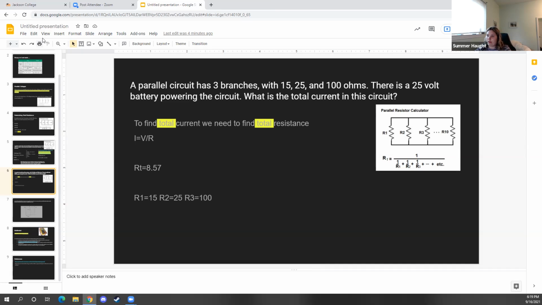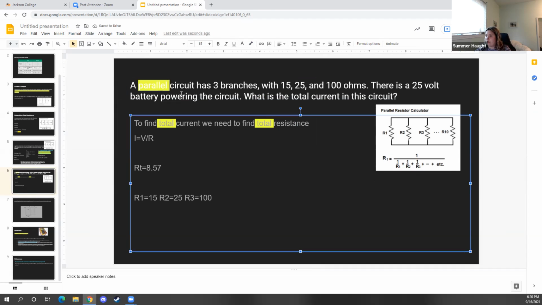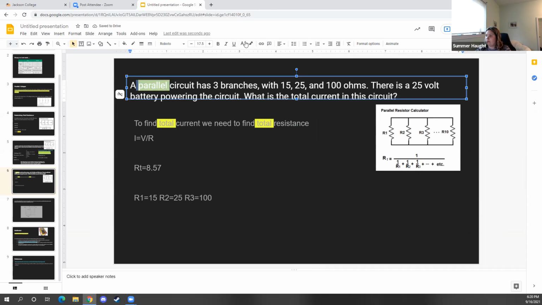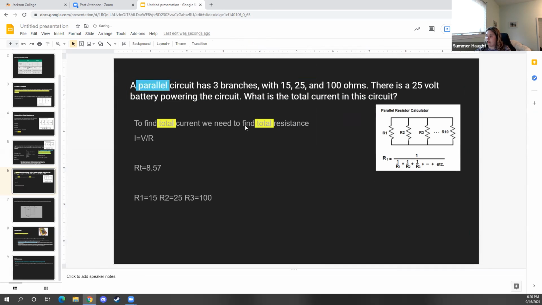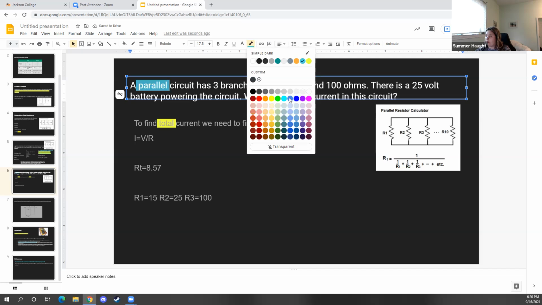Okay, so first I'm going to highlight a couple things that are important to this. One, the fact that it says parallel. So we know that we might need this equation, right? Oh, you cannot see that. Very different color. That's still blinding. My goodness. That's fine.